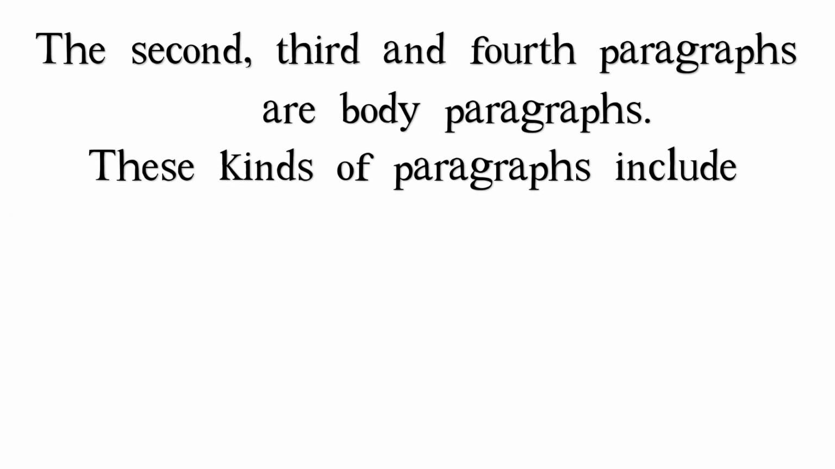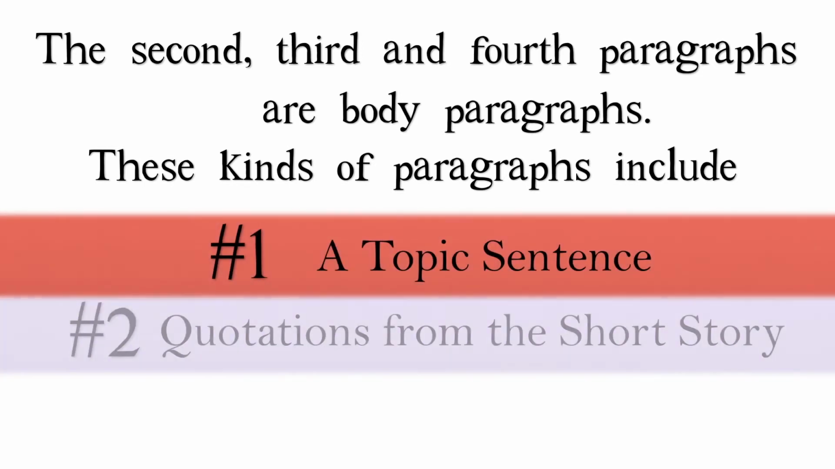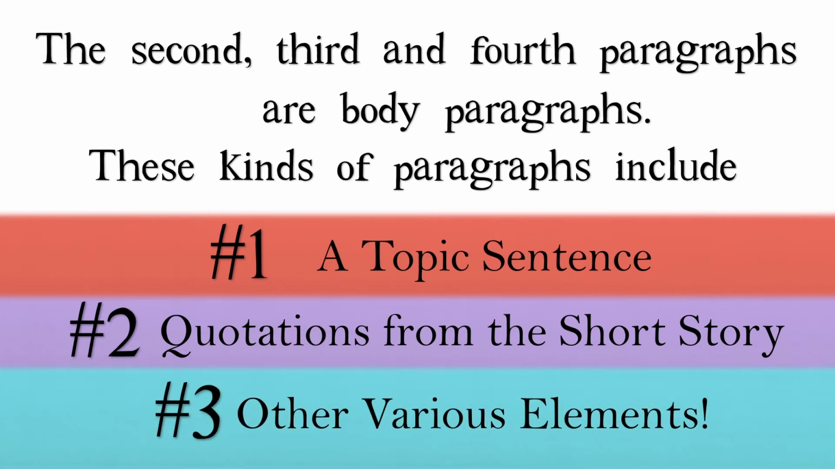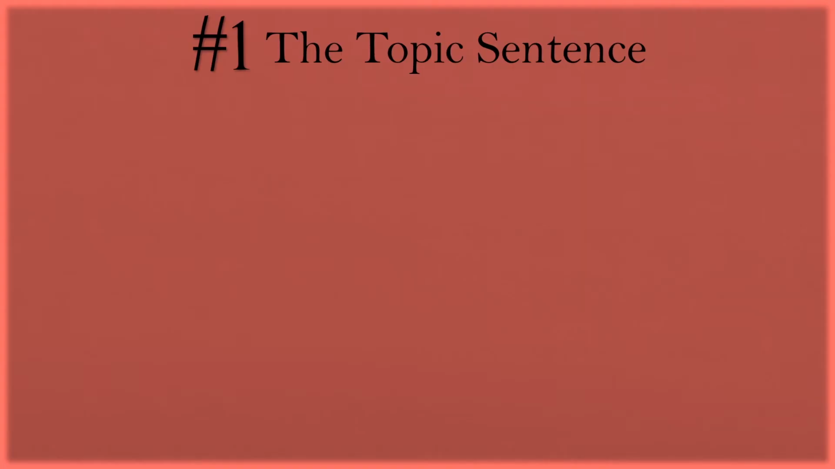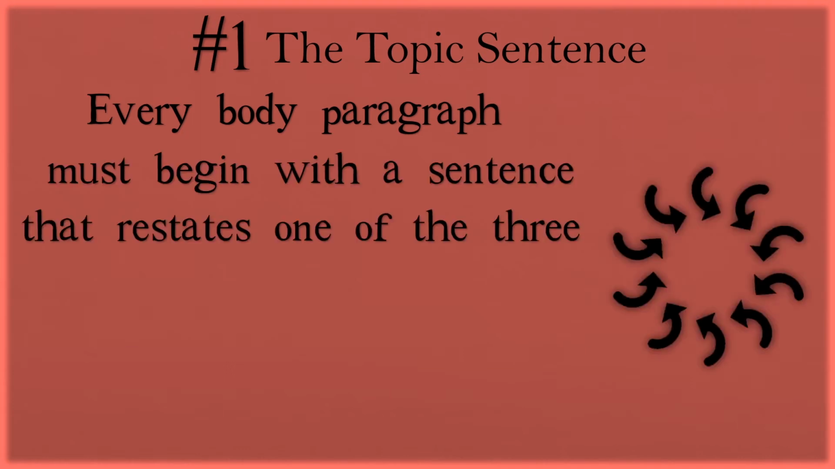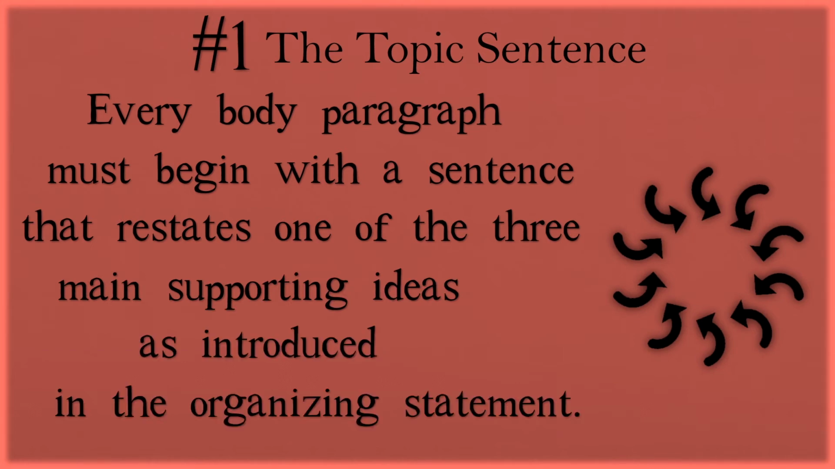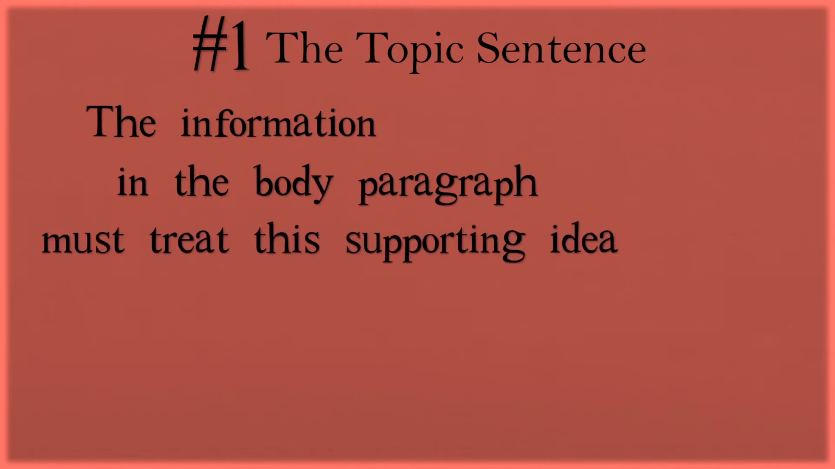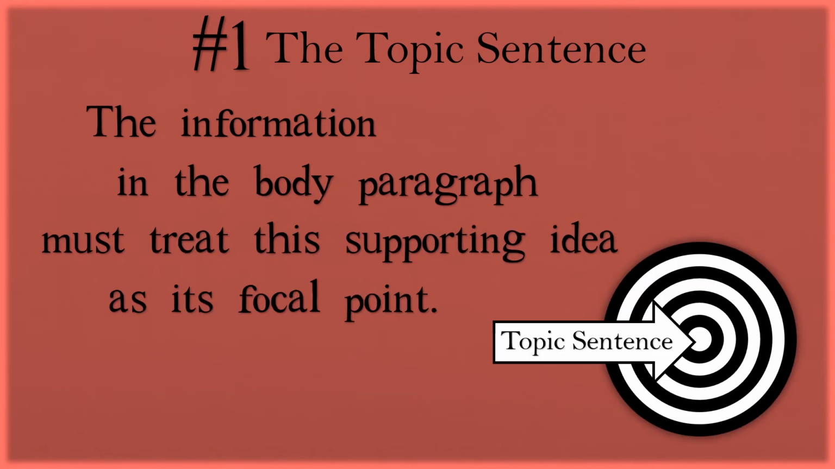The second, third, and fourth paragraphs are body paragraphs. These kinds of paragraphs include a topic sentence, quotations from the short story, and other various elements. The topic sentence, well, every body paragraph must begin with a sentence that restates one of the 3 main supporting ideas, as introduced in the organizing statement. The information in the body paragraph must treat the supporting idea as its focal point.